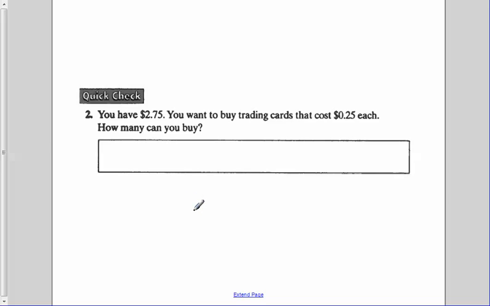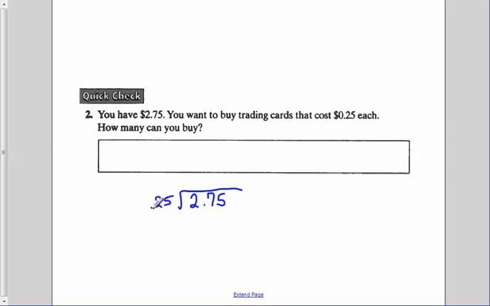Well, we need to set this up into a problem. Right now we have a couple numbers. What am I dividing the other one by? Well, I have this much money, and each thing is going to cost that much. So I'm going to divide up my money by how much each thing costs. So $2.75 divided by 25 cents.